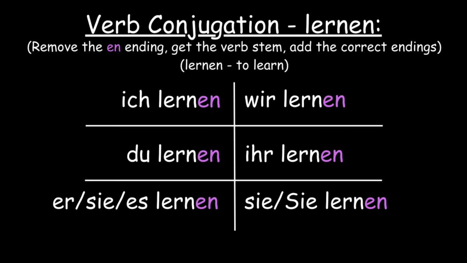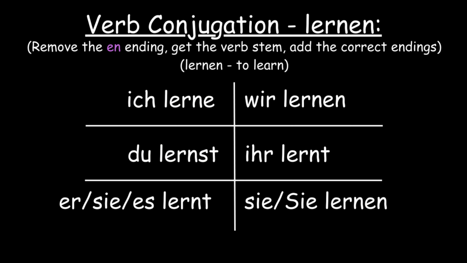Let's take the verb lernen. To conjugate it in the present, we remove the n ending, take the verb stem, and add the correct endings. Ich lerne. Du lernst. Er, sie, es lernt. Wir lernen. Ihr lernt. Sie lernen. This is how lernen is conjugated.